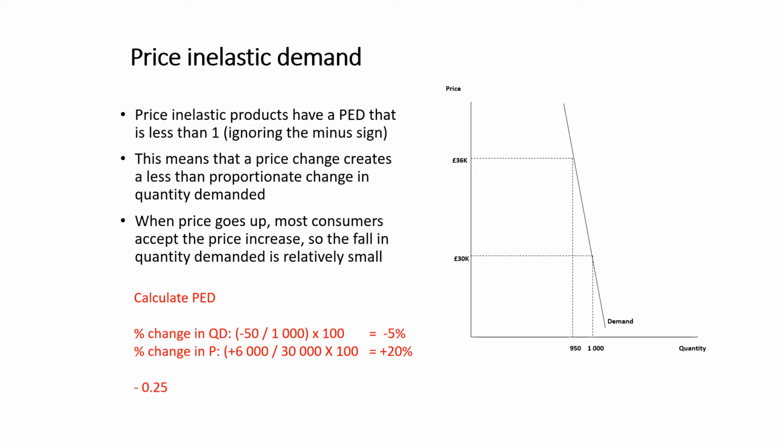So it's minus 0.25. So again, what that indicates is that for every 1% change in price, demand will change in the opposite direction by a quarter of 1%. So demand isn't that stretchy. It's not that responsive. It's not particularly changeable when price changes, rather.